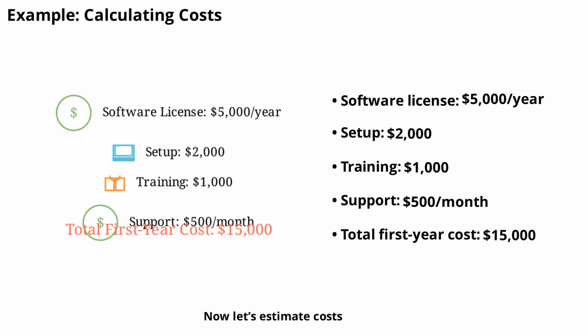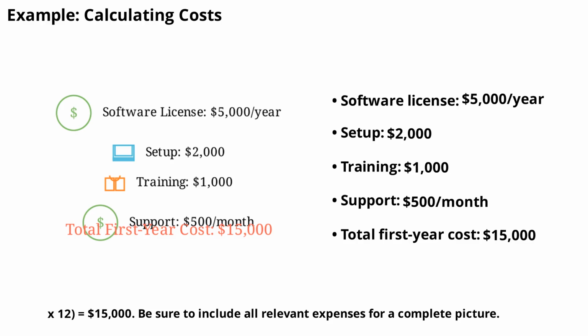Now, let's estimate costs. Suppose the software license is $5,000 per year, setup costs are $2,000, and training costs are $1,000. Add ongoing support at $500 per month. Your total first-year cost is $5,000 plus $2,000 plus $1,000 plus $500 times 12, which equals $14,000. Be sure to include all relevant expenses for a complete picture.